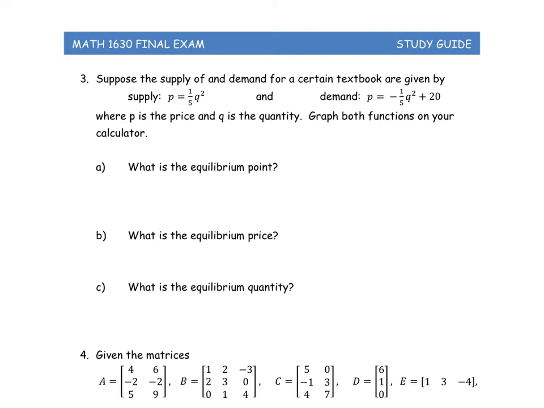Here we have problem number 3. It says, suppose the supply of and the demand for a certain textbook are given by these two functions, supply being P is equal to 1/5 of Q squared, and demand is P equals negative 1/5 of Q squared plus 20. P is the price and Q is the quantity of the textbook. And they want us to graph both functions on your calculator and tell where the equilibrium point is, what the equilibrium price is, and what is the equilibrium quantity.